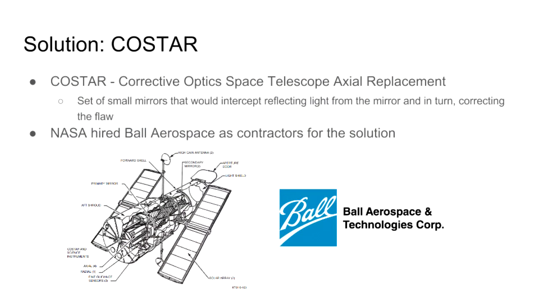The solution that NASA and Ball Aerospace came up with was COSTAR. That stands for Corrective Optics Space Telescope Axial Replacement. It was a set of small mirrors that would intercept reflecting light from the mirror and in turn correct the flaw. NASA hired Ball Aerospace as contractors for this solution. COSTAR would work with existing scientific instruments in mind on the Hubble telescope to correct the spherical aberration.